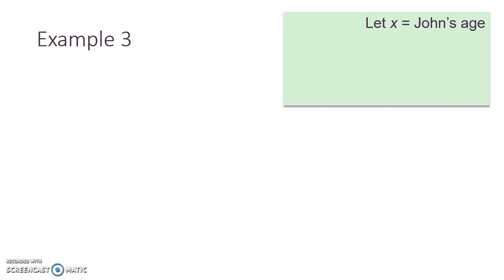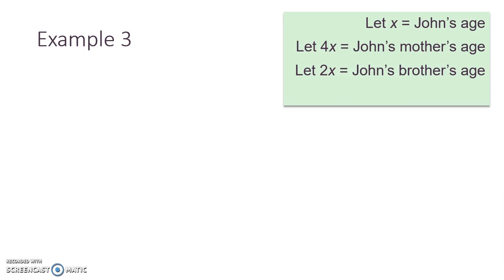And then it says John's mother is 4 times as old as John. Well, if John's age is X and his mom is 4 times John's age, it's going to be 4x. So 4x will be John's mother's age. And then the third person is John's brother, and it says John's brother is twice as old as John. So if John's age is x and John's brother's twice as old as him, it's going to be 2 times x, or 2 times John's age will be John's brother's.